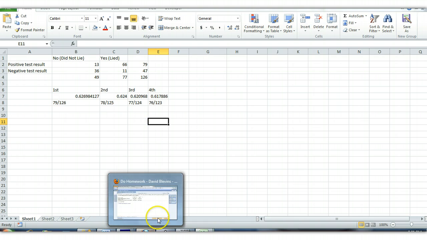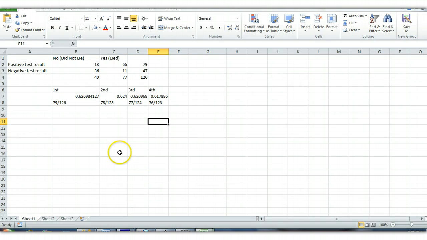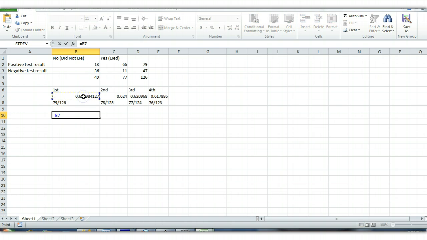Now, what does the question ask? If 4 test subjects are randomly selected without replacement, find the probability that in each case the polygraph indicated the subject lied. So what they're basically asking here is an and probability. First lied, and the second lied, and the third lied, and the fourth lied. So down here, it's just this times this times this times this.